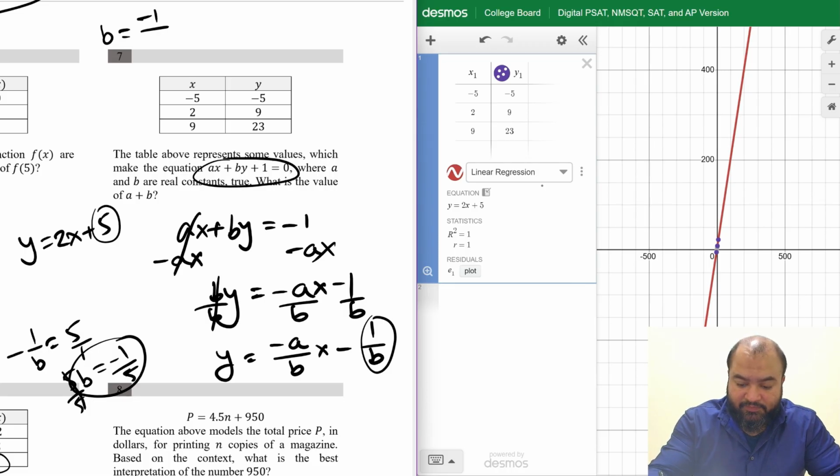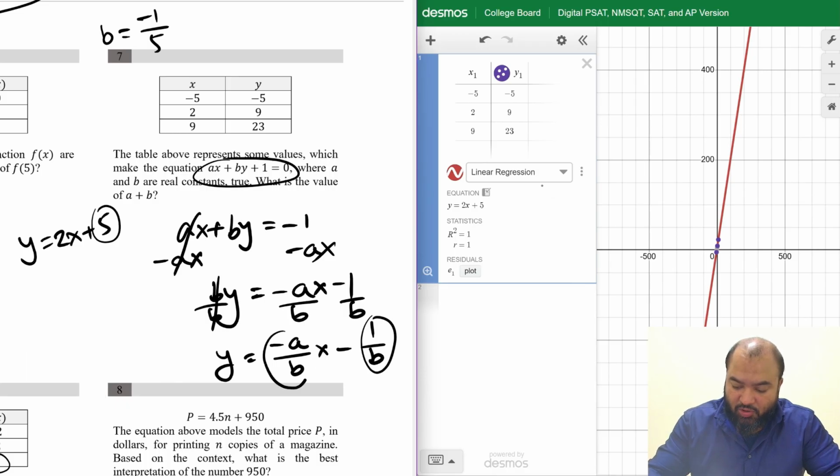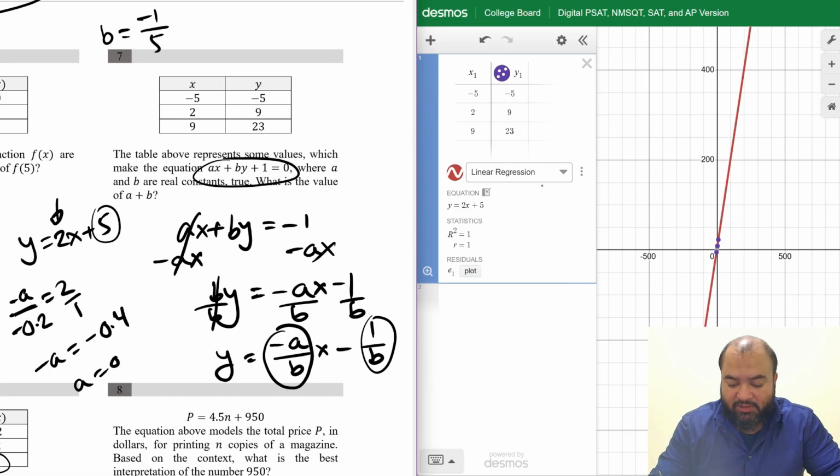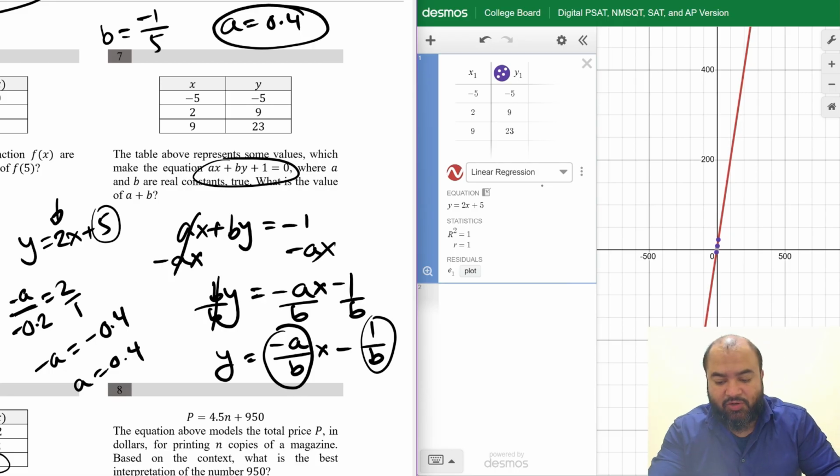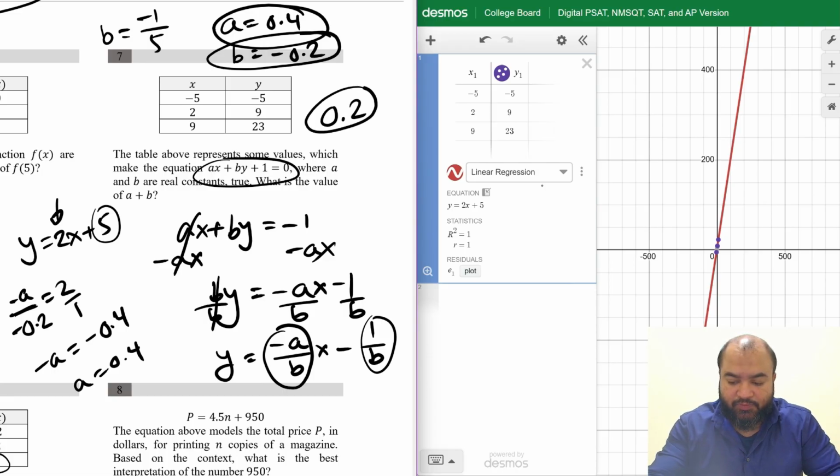Let's write it on the side. How do we find a? We're going to do the same thing. The slope was negative a over b. The slope we got is 2. So negative a over b is 2. And remember, b is negative 1/5, which is just negative 0.2. Cross multiply: negative a is equal to negative 0.4. And so a is 0.4 and b is negative 0.2. Now they asked, what is a plus b? So 0.2 should be the answer.